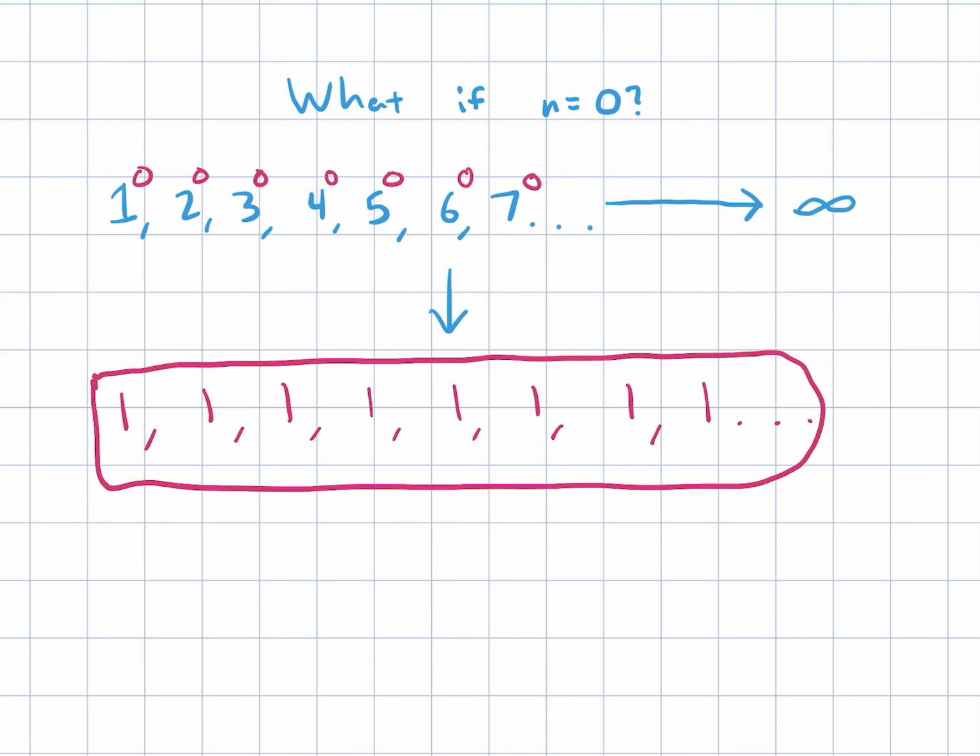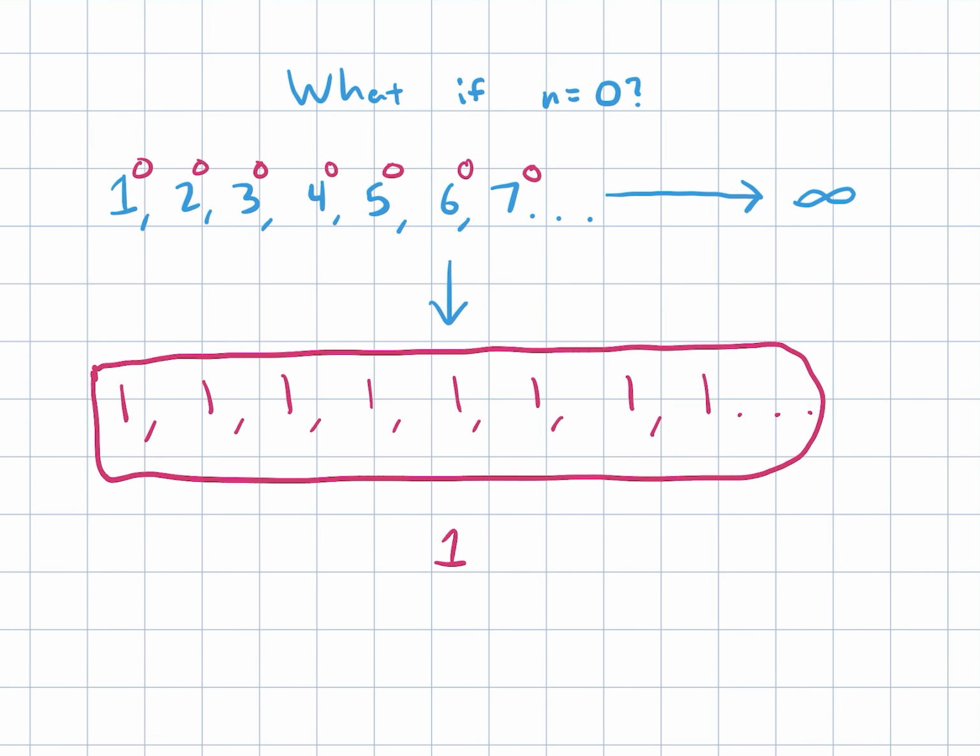The resulting numbers are all the same, and so the result is 1. And since the result is 1, and n is 0, and n factorial must be the result, that means 0 factorial must be equal to 1.